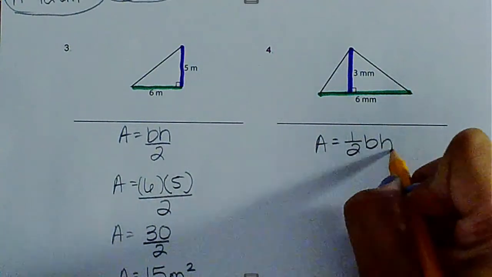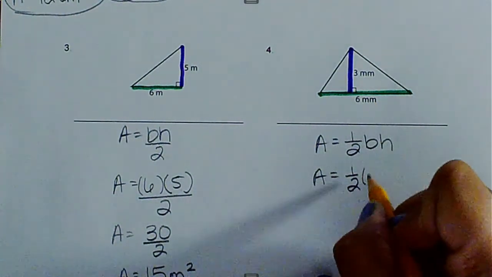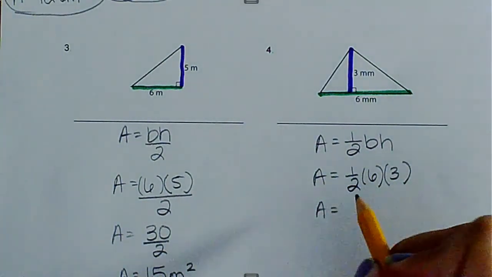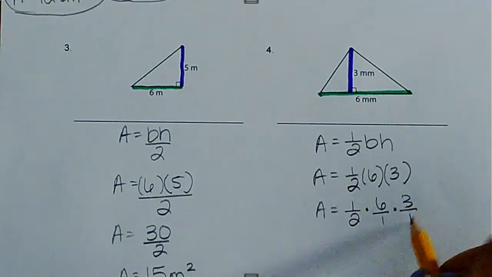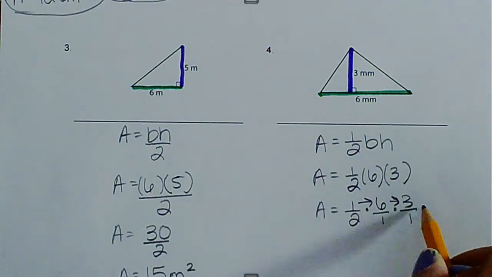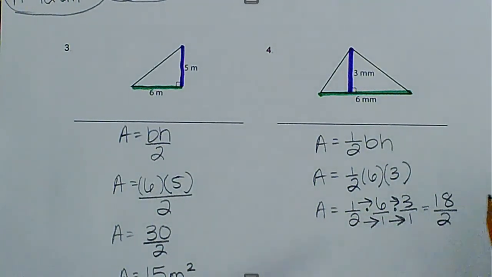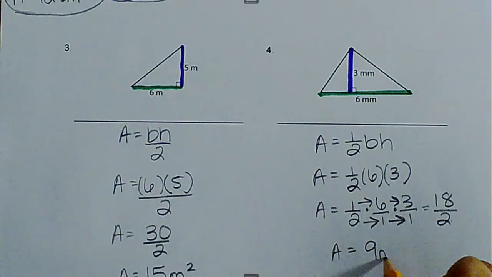I'm going to do the 1/2 base times height. So area equals 1/2, and then I'm just going to plug in the information. The base is 6, the height is 3, and I simply just need to solve. Okay, so 1/2 times 6/1 times 3/1, multiply straight across. I get 1 times 6 is 6, 6 times 3 is 18, 2 times 1 is 2, times 1 is 2. So I end up getting 18/2, or 18 divided by 2, which again, the area is 9. My units are millimeters squared.